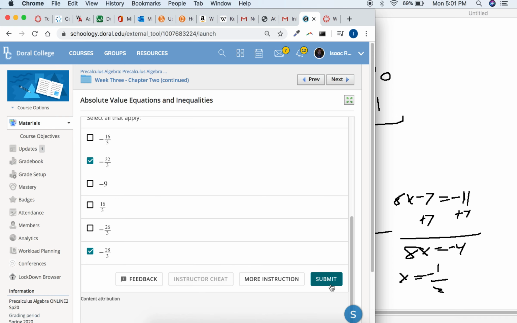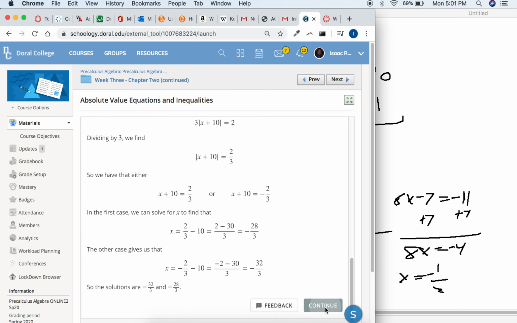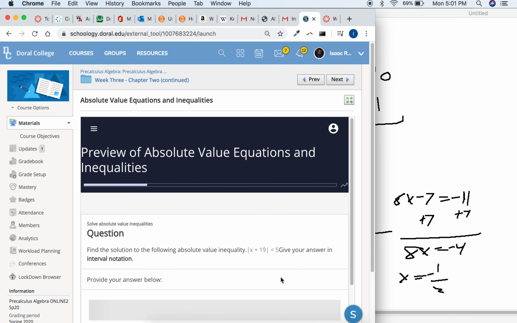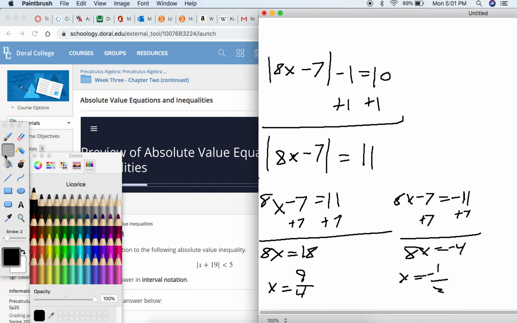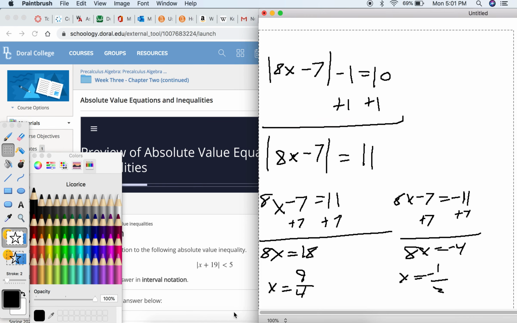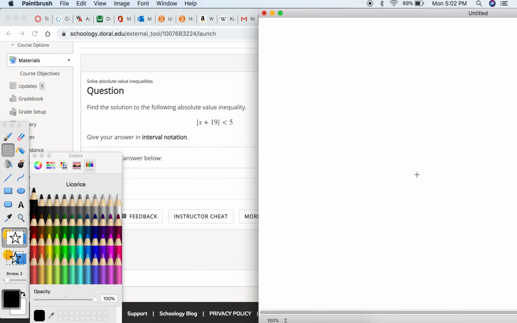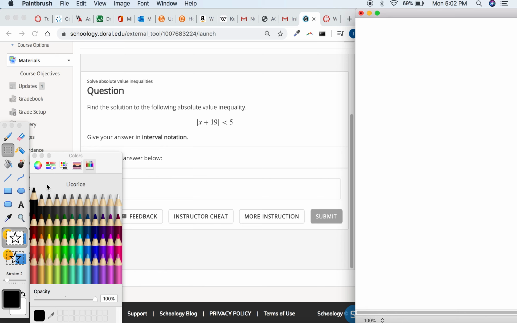Let me try to find an inequality here. I'm going to use the instructor cheat button to save time. There's an inequality. Let's do one of the easy inequalities, and you can let me know if you want help with harder inequalities. And they want interval notation, so if you haven't done that topic yet, that'll be a good one to practice.